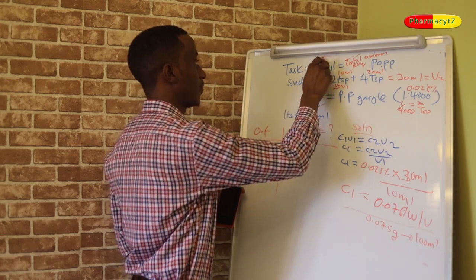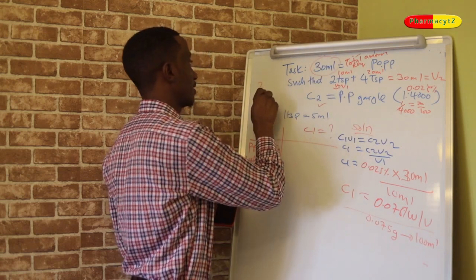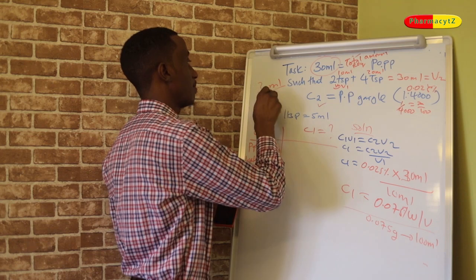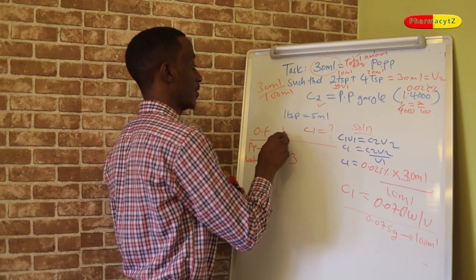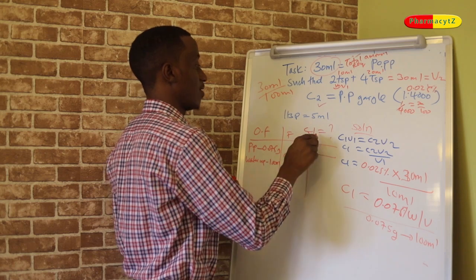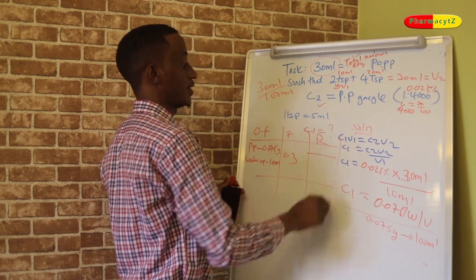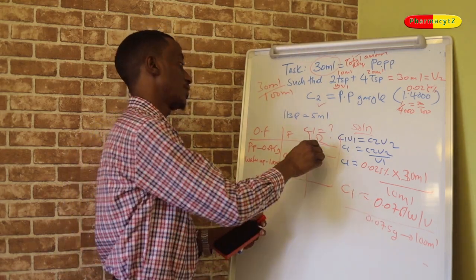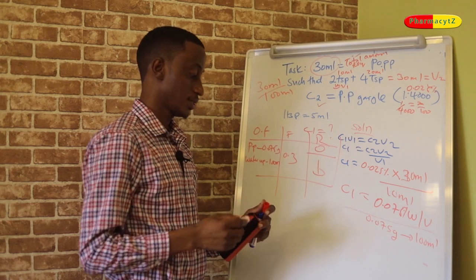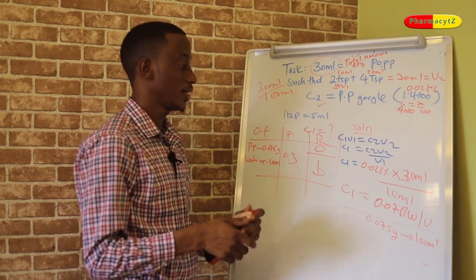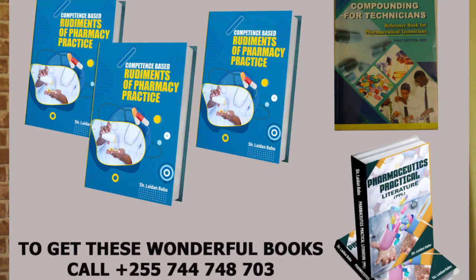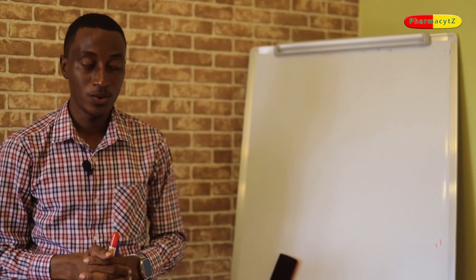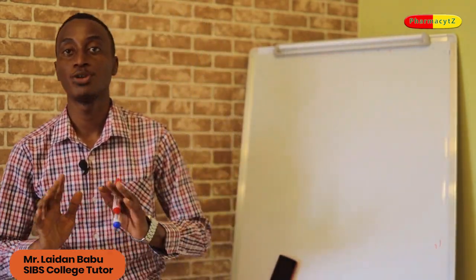Then find the factor from the required. The factor is 30 mils divided by 100, which is the total. Then you will get 0.3. Then find the amount required. Thereafter, you dissolve this amount up to the required amount of water, that is 30 mils. All right, that is all about dilution, and now we shall be jumping to the other session, which is posology.